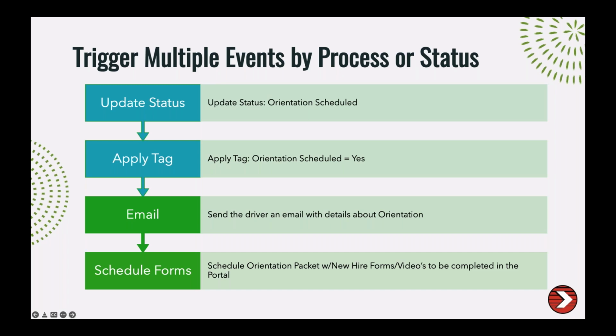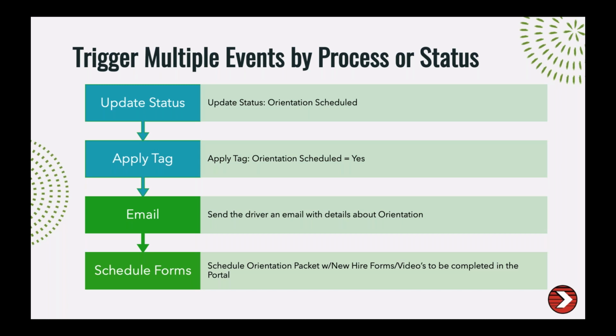So when we're talking about triggering events, processes and status changes can trigger things to happen in the system as well, which is pretty cool. When I talk about processes, I'm talking about going into the add process area, like where you're used to ordering background screening reports or scheduling communications like electronic forms or videos out to drivers. So processes can be set up to do certain things.